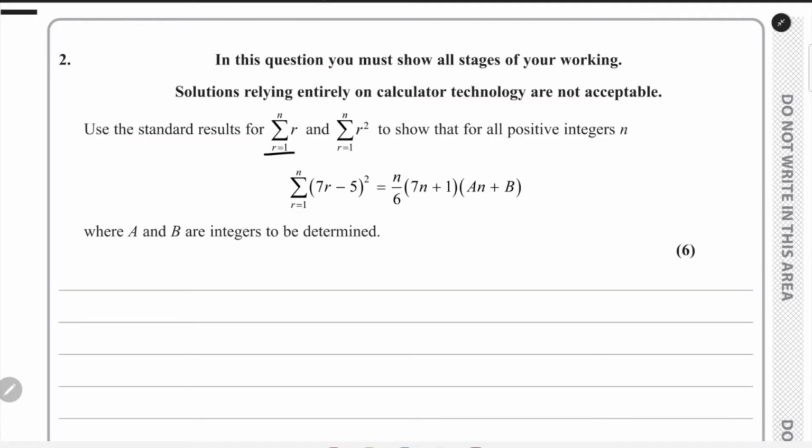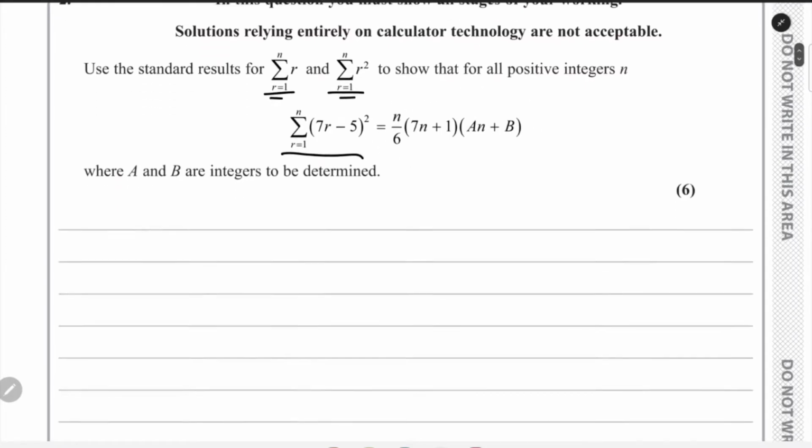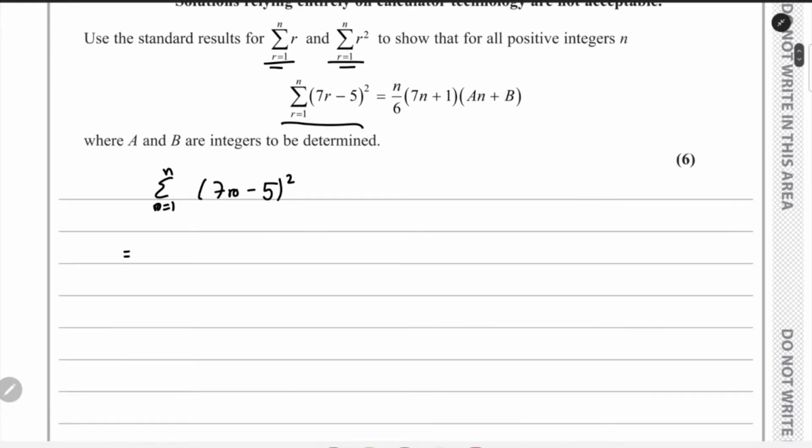We have to use the standard results which are given in the data booklet in this equation. I have to show that this equation on the left can be simplified into this form. So I have the summation of r equals 1 to n of (7r minus 5) whole squared. I'll break down (7r minus 5) whole squared. I'll have 7 squared r squared, or (7r) whole squared, minus 2 times 7r times 5 plus 5 squared.